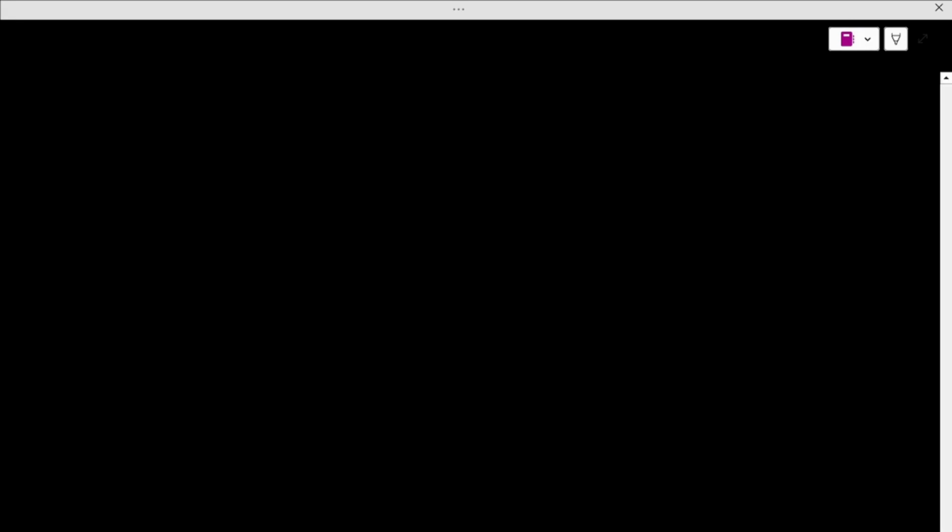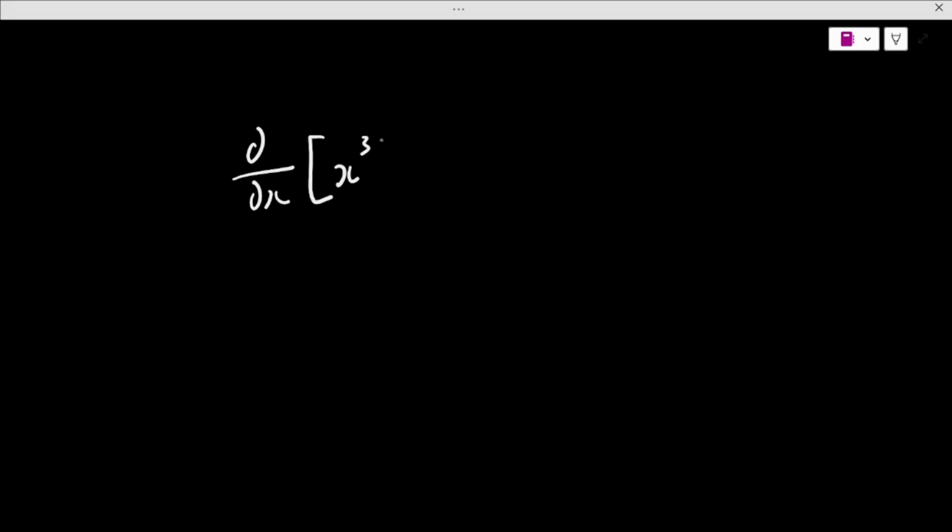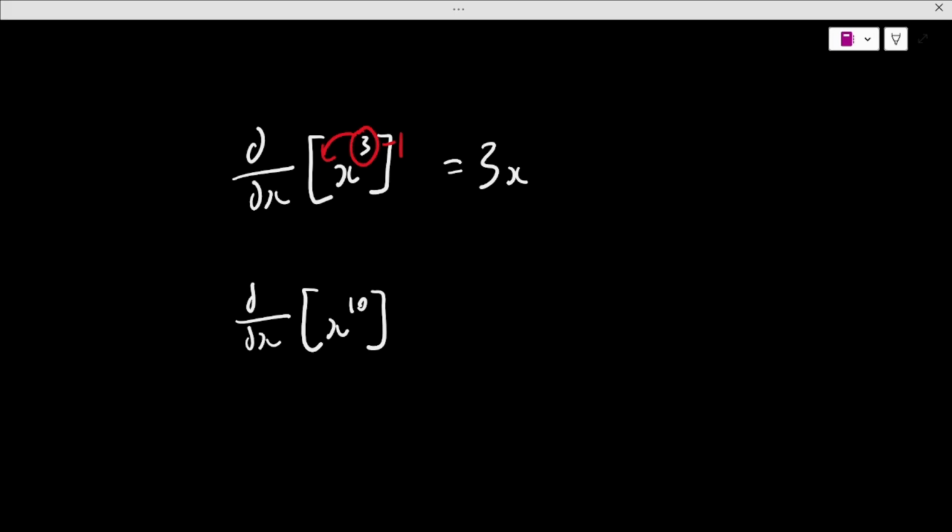Let's try a few more examples. What's the derivative of x to the third power? And what's the derivative of x to the 10th power? For the first example, we are going to be bringing the power down and subtracting 1. When we bring the power down, 3 becomes the number brought down, so that's 3. We'll still have the x, and then 3 minus 1 is going to be 2. So it's 3x squared.